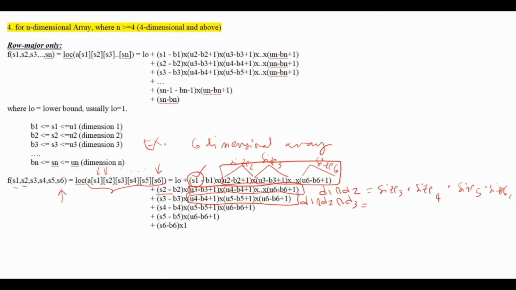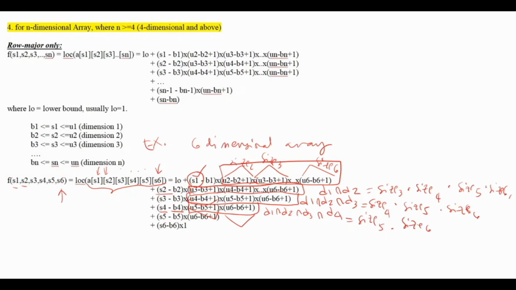And that is simply equal to the size of the fourth dimension times the size of the fifth dimension times the size of the sixth dimension. And then plus S4 minus the base of this index times the total number of elements in the intersection of dimension 1, dimension 2, dimension 3, dimension 4. And that is equal to the size of the fifth dimension times the size of the sixth dimension.